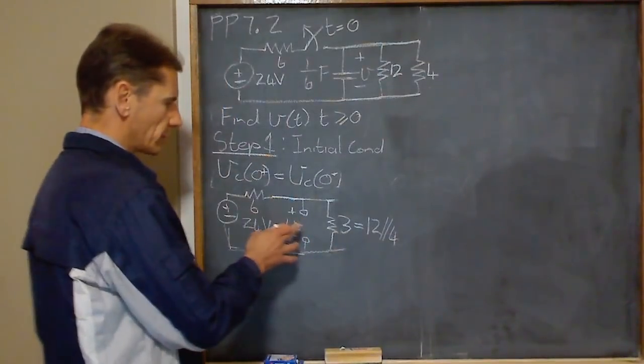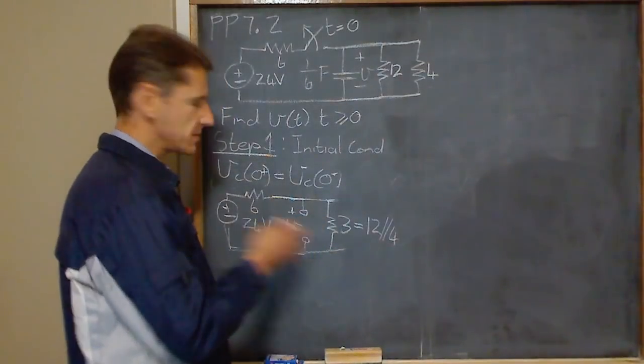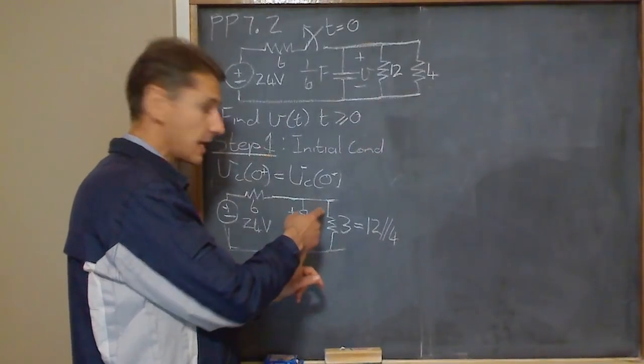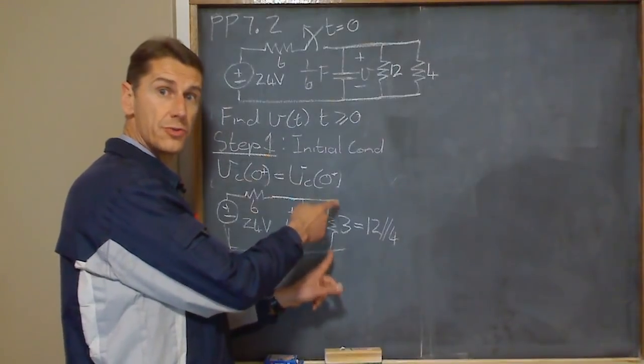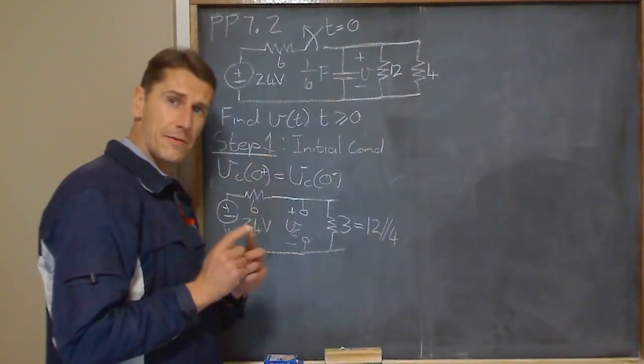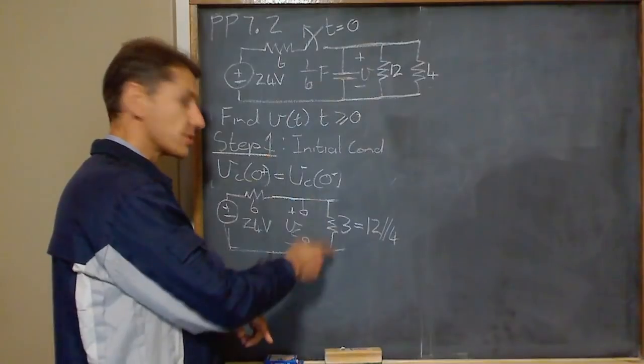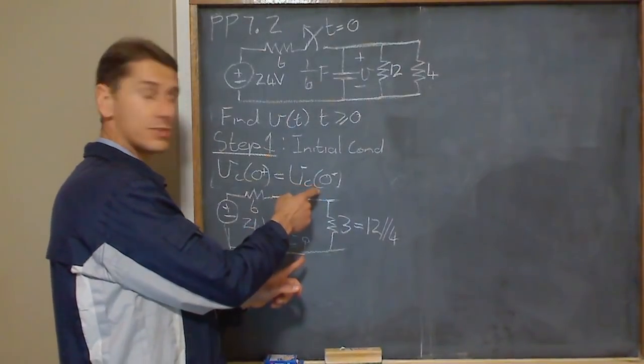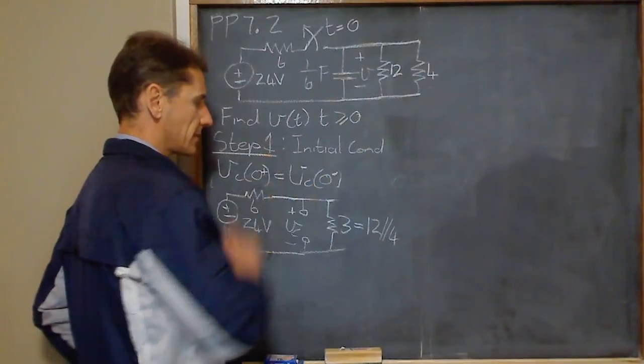So now, what is the voltage across this capacitor going to be? How does this help me? Now notice, what is this voltage across the cap? It's also the voltage across the 3 ohms. So if I can find the voltage across the 3 ohm resistor, I know what the voltage is at time 0 minus and time 0 plus.